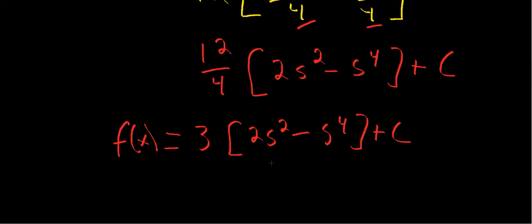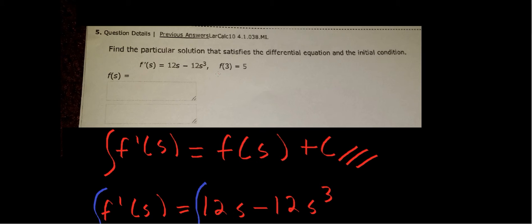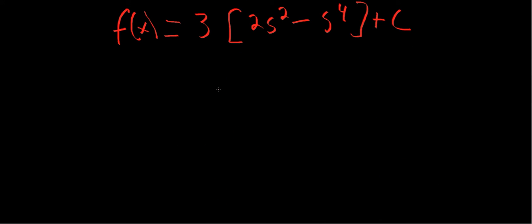Okay, so now we're here. What do we do next? Well, remember we have to solve for c, and they gave us an initial condition to do that. They gave us that f of 3 equals 5. What is that saying? That's saying that when s is equal to 3, the whole function equals 5.